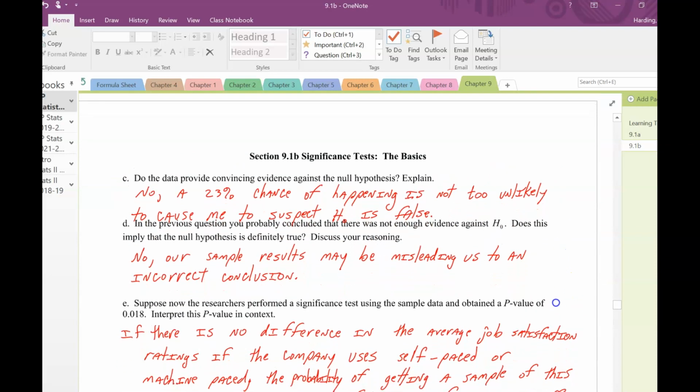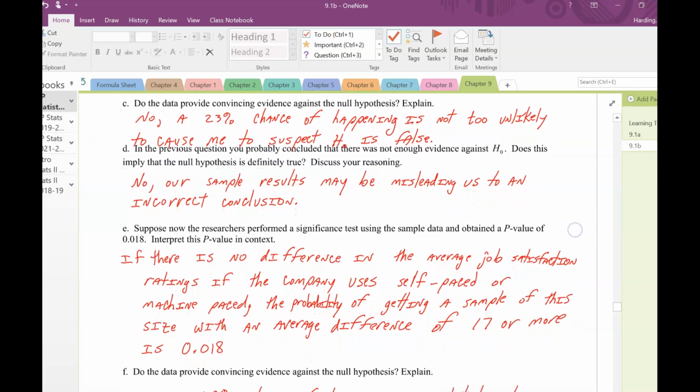All right, on the next page, do the data provide convincing evidence against the null hypothesis? And explain. That was kind of what I just said. A 23% chance of happening is not too unlikely to cause me to suspect that the null hypothesis is false.